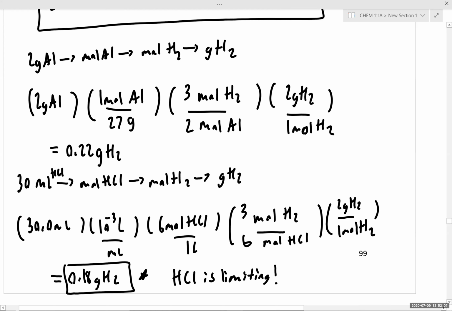Does this example make sense to everyone? Everyone feeling comfortable so far with this idea of solution stoichiometry?